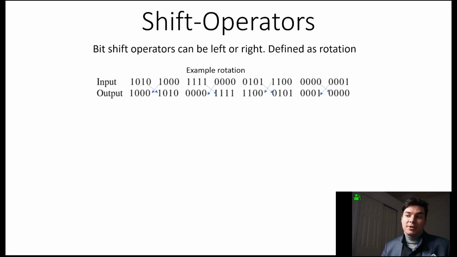Now, shift operators. This is a technique defined as rotation, and is used to help encrypt the data. With this, the bit shift operators can be left or right. Here we have the input, and they're shifting 4 to the right, and then this set over here is moving 4 to the left, and it just continues down.